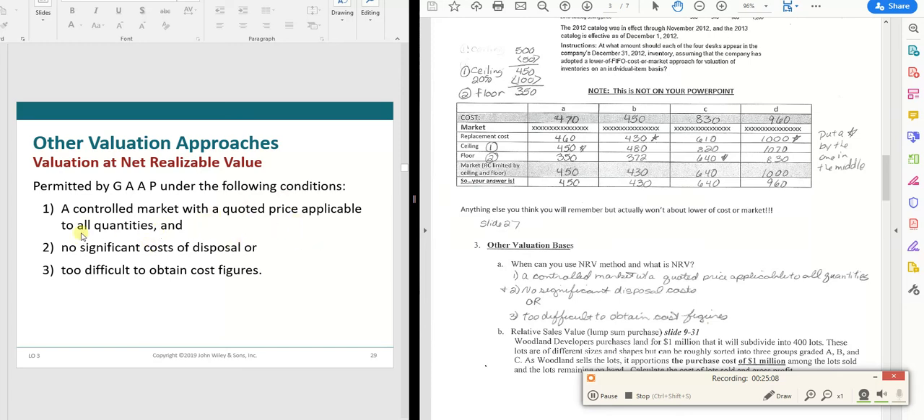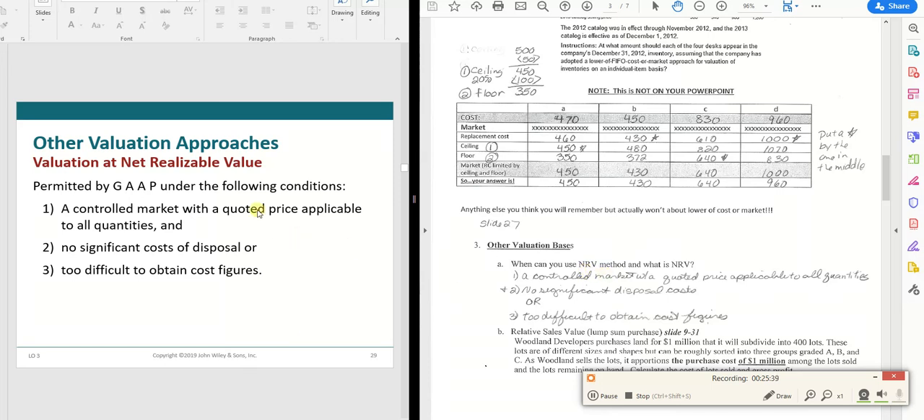So in this case, there is a controlled market. You have the commodities market with a quoted price applicable to all quantities. Nobody keeps track of whose corn they have. And the costs of disposal are not significant. You do have to haul it to an elevator, but it's not significant compared to chemicals, etc. And the cost figures are all very difficult to obtain. So notice in this case, I would simply use net realizable value.